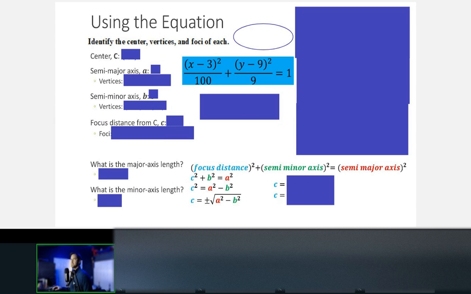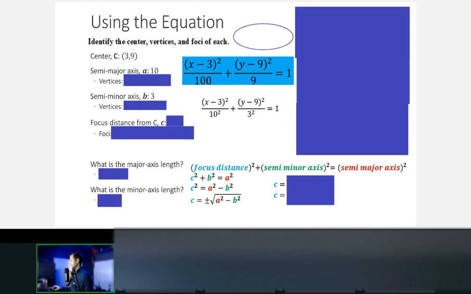What is the center of this ellipse? 3, 9. Yeah, 3, 9. I agree. What is the A value? A value is 10. I agree. What's the B value? B value is 3. Yep. And let's go ahead and just rewrite it. And then let's label the A underneath the X stuff and the B under the Y stuff, just so I can see it. It'll help us keep things straight of what's going on here.